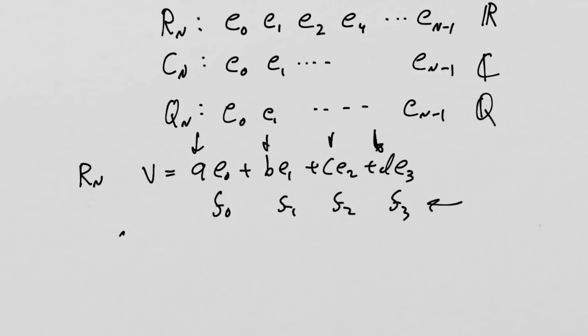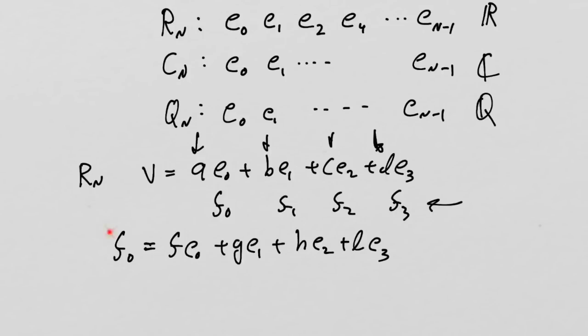These are vectors in the vector space, so I know that I can write f0 as some collection of, say, a, b, c, d. I'll go f e0 plus g e1 plus h e2 plus l e3, right? I can definitely write any of the new basis vectors in terms of the old basis vectors. But what's important is that f, g, h, and l are still real numbers.